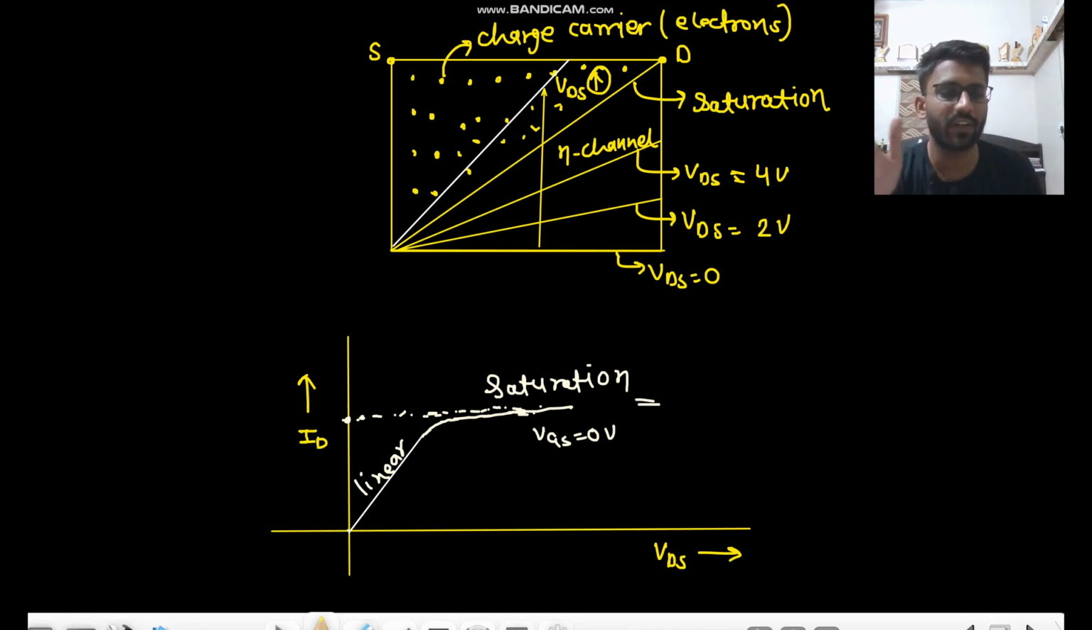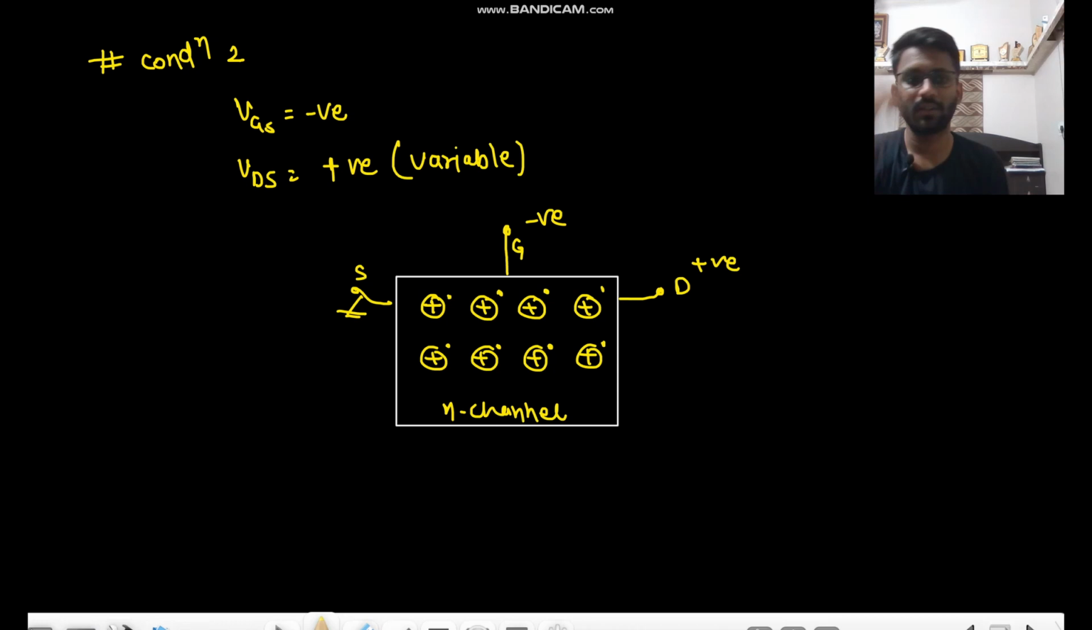There was no effect of gate voltage. Now we will see the effect of gate voltage as well. Hello everyone. Now we will see condition 2. In this one, the VGS value will be non-zero.